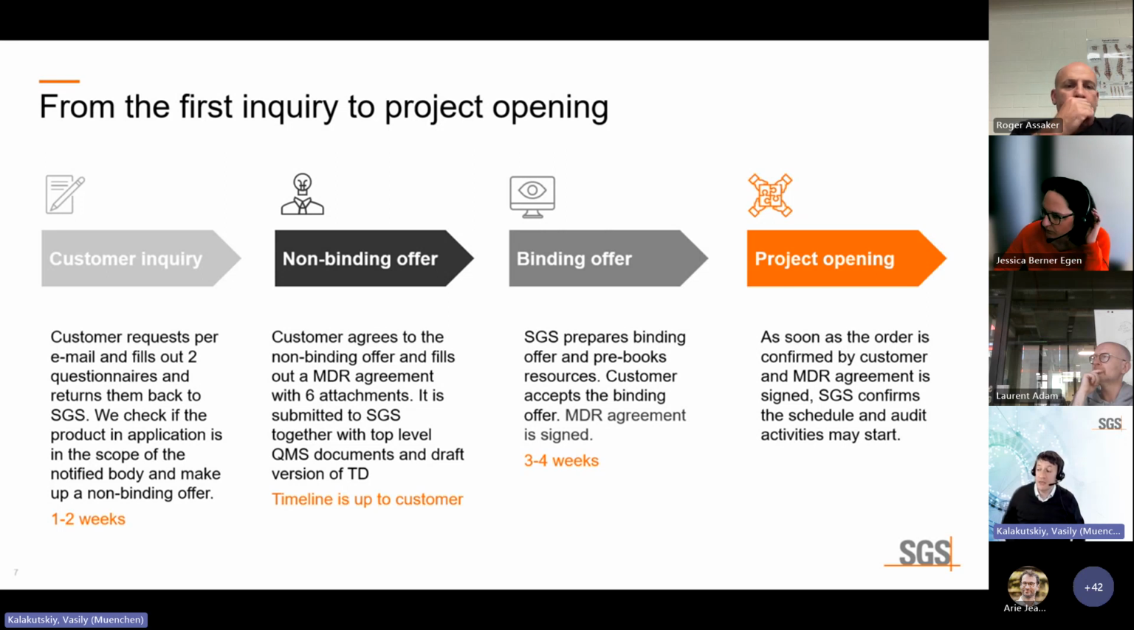MDR agreement means that a notified body is now bound to work with you, and you agree on accepting audits, and they must audit you now. So from this moment, the real work starts. As soon as the order is confirmed and the resources are booked, we can start auditing and schedule the first audit with you.